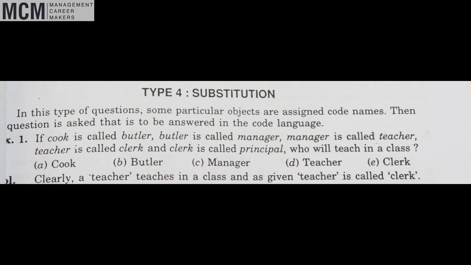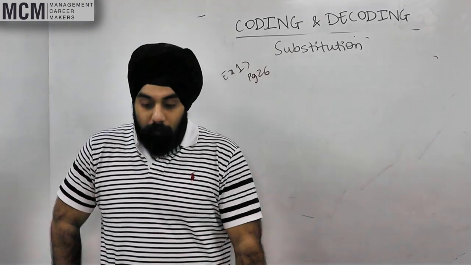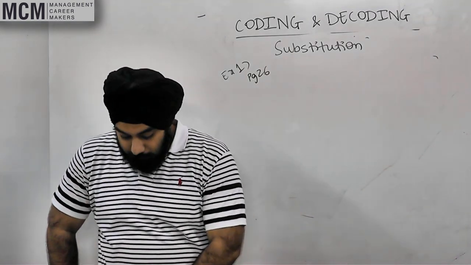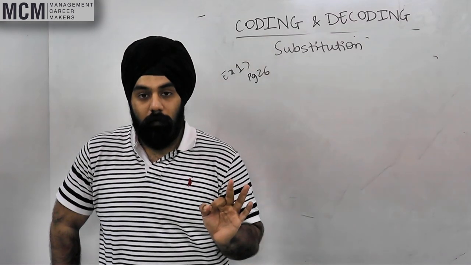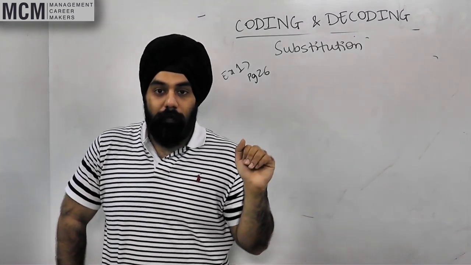Now let's read the question together. It states that if a cook is called a butler, a butler is called a manager, a manager is called a teacher, a teacher is called a clerk, and a clerk is called a principal. Who will teach in a class? Now, who teaches in a class? The teacher, right? Now, what is the teacher called? The teacher is called a clerk. So your answer would simply be a clerk.